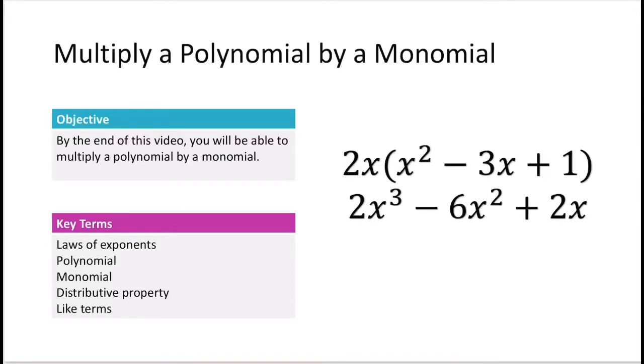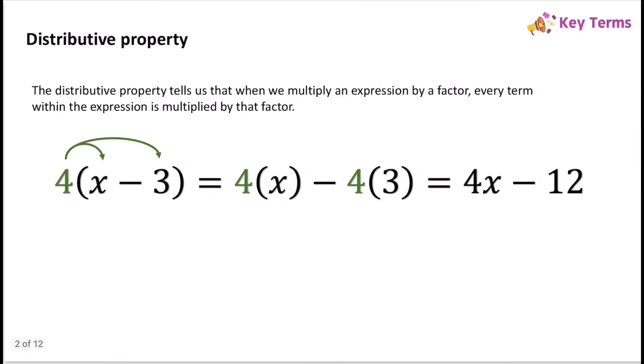So in this video, we're going to talk about how to multiply a polynomial by a monomial. So what we're going to do is we're going to use the distributive property. And remember, that tells us what to do when we're multiplying an expression by a factor. So every term within the expression gets multiplied by the factor that we have.